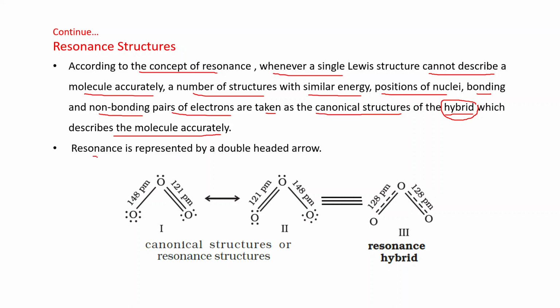Resonance is represented by a double-headed arrow. This represents that these two are the canonical structures or resonance structures for the ozone molecule. But in actuality, ozone exists like this. Both the oxygen bond lengths are equivalent, equal to 128 picometer. This is the concept of resonance.